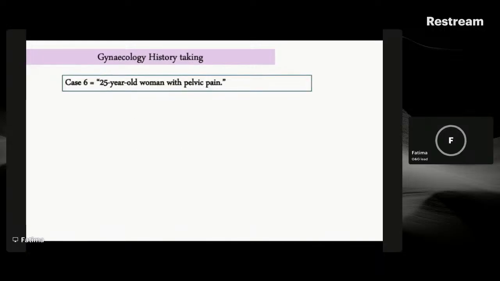Case 6 is a 25-year-old woman who comes in with pelvic pain. What are the questions you would ask? What are your differentials? What's your plan?